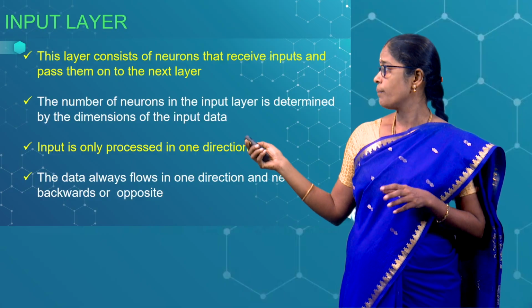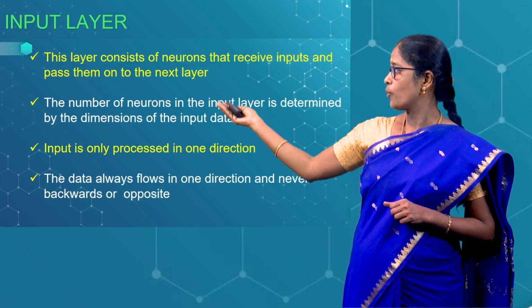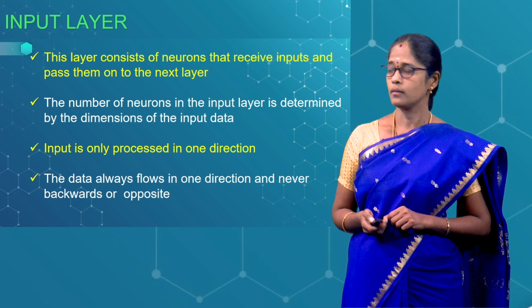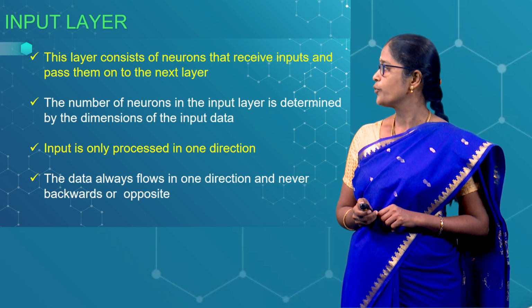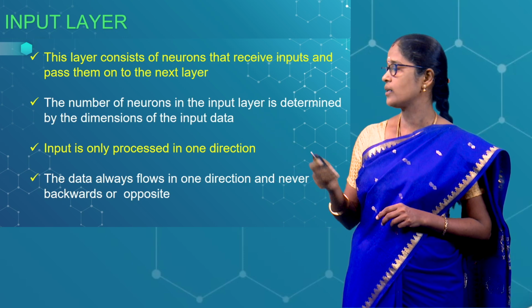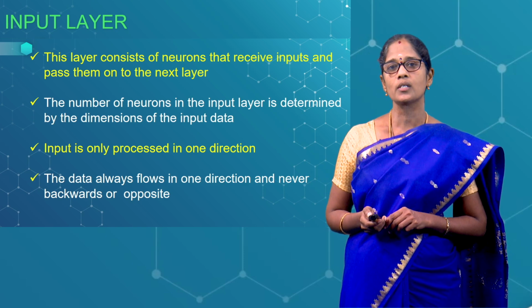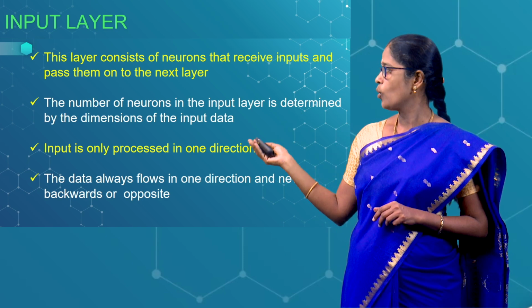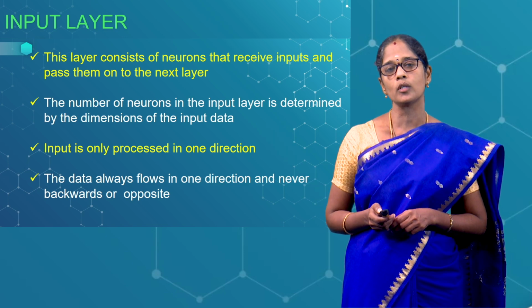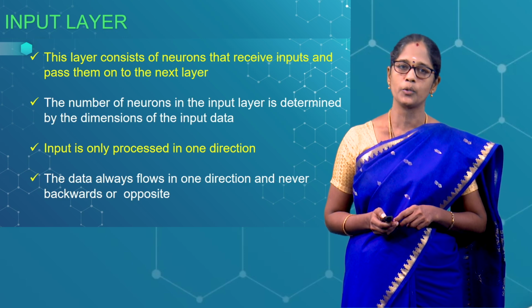To sum up the points, we consider the input layer. It does the job of receiving the inputs and passing them on to the next layer. The number of neurons in the input layer is determined by the dimensions of the input data. The input is processed in only one direction; the data always flows in one direction and never comes backward or in the opposite direction. These are some of the features we find in a feed-forward neural network.